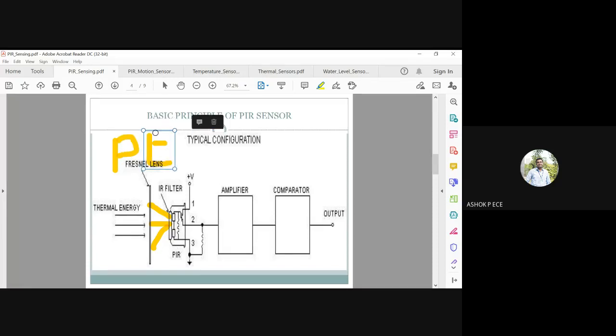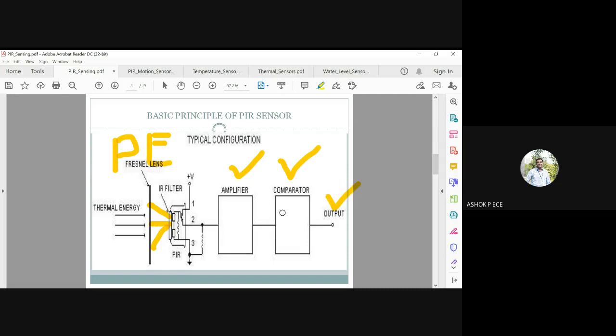Whenever thermal radiation, which falls in the infrared band, hits this Fresnel lens, the lens being a convex lens will converge the thermal radiation onto the PIR sensor. The PIR sensor has an IR filter, and this IR filter will just allow the IR rays to pass through. All other rays outside the IR band are completely filtered. When you detect a signal through this passive infrared sensor, it will produce an equivalent voltage, and you can amplify it and compare it with the standard value to check whether the temperature is okay, and you can display the output.